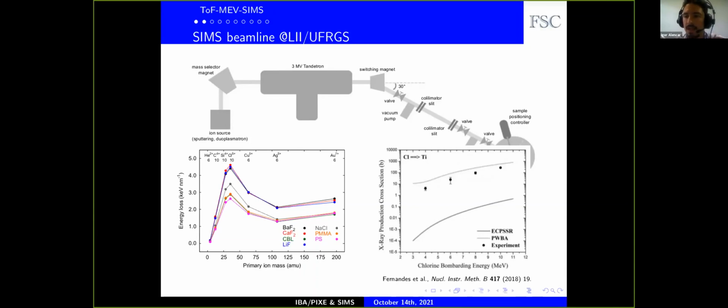We have been developing as well in other beam lines of our laboratory the relation, for instance, of chlorine and X-ray production cross-section. So we are engaged in trying to extract the best of our system. So that's why we are choosing 6 mega electron volts and chlorine or copper ions.